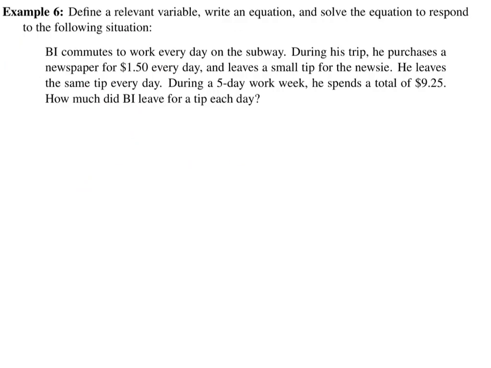Last example, we've got a story problem. Here we have a dude named B.I. His parents almost got his name right. If they just moved one letter up on the alphabet, could have been C.J., but oh well. B.I. commutes to work every day on subway. During the trip, he purchases a newspaper for $1.50 every day and leaves a small tip for the newsie. Funny story, newsies actually exist in large cities. They are not just a creation of Disney's imagination.